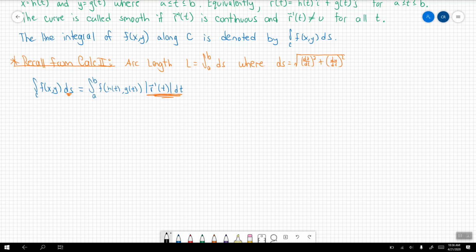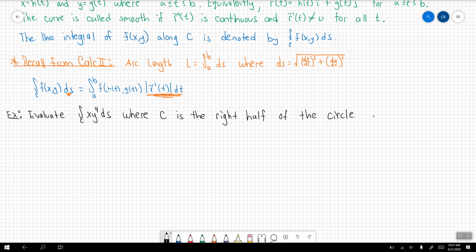So here's going to be a question. Here goes this example. We want to evaluate the line integral over the curve C of x y to the fourth ds, where the curve C is the right half of the circle x squared plus y squared is equal to 1, and this is going to be rotated in the counterclockwise direction.